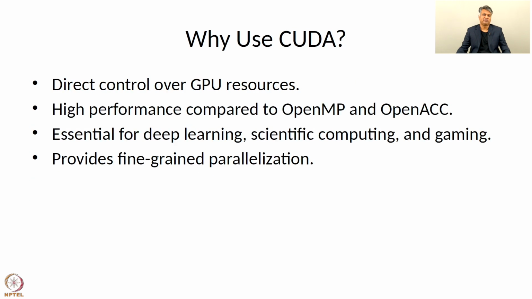First of all, why do we want to use CUDA? Because if you use CUDA, we have direct control of the graphics processing unit resources, or GPU resources. It gives us much higher performance when you compare it to directive-based programming like OpenMP and OpenACC. Because we are programming at a much lower level, the programmer has a lot more control and is able to extract way more performance. So this is very essential for deep learning algorithms, scientific computing, and also gaming. It provides extremely fine-grained parallelization.